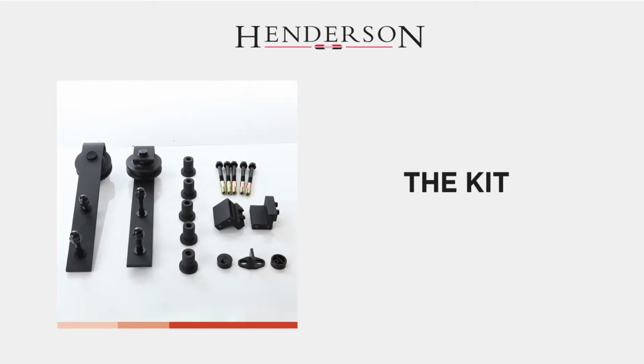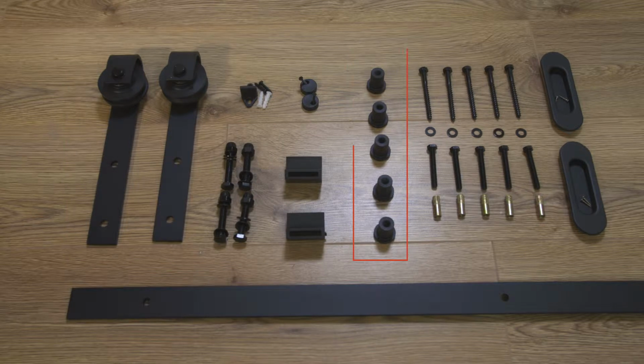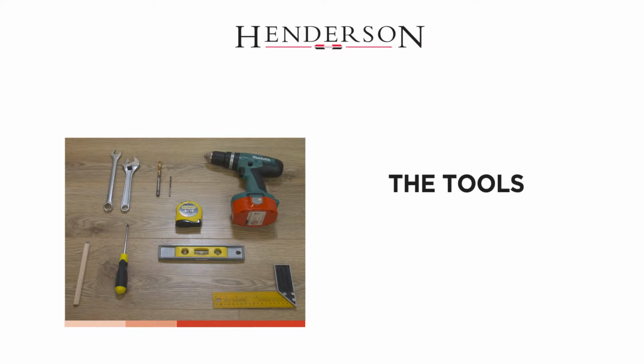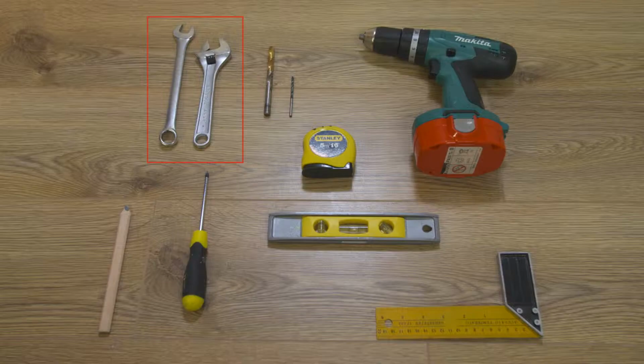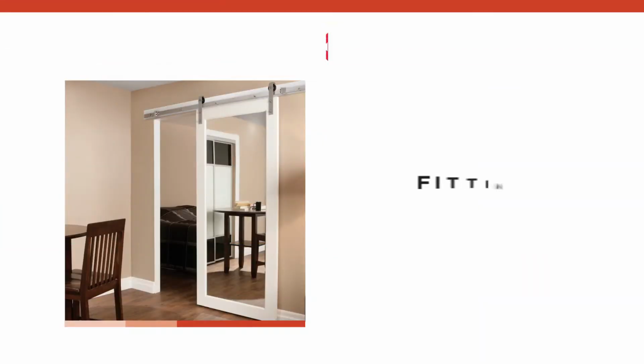The kit: flat track and fittings, hangers and bolts, track wall spacers, floor guide, anti-jump cams, door stops, oval flush pulls. The tools: spanners, drill, drill bits, tape measure, pencil, screwdriver, spirit level, tri-square.